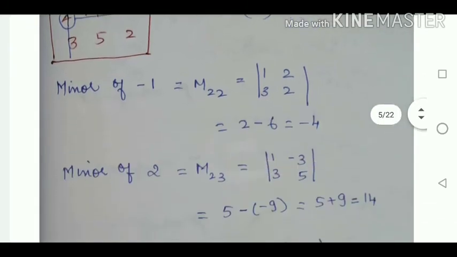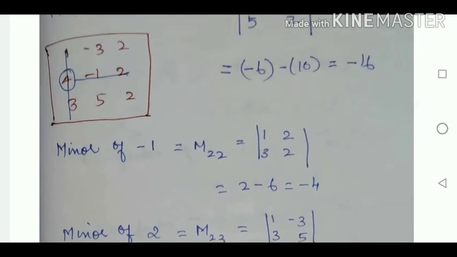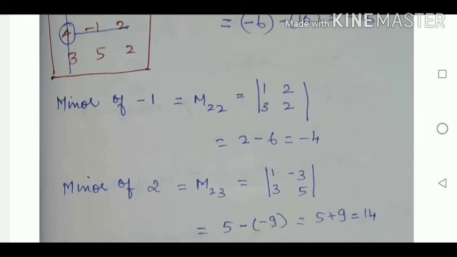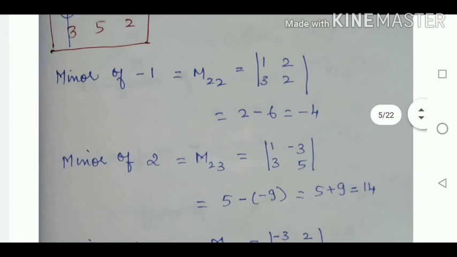Then the minor of minus 1. Here, m22, minus 1 lies in the second row, second column. Therefore, eliminate the second row and second column. You are getting the minor 1, 2, 3, 2. I think you understand very well now. You have to find each and everything. You work hard, then only you understand the problem. So work hard, you understand the problem, and it is easy for you to do. So m22 equals 1, 2, 3, 2. Again multiply: 1 two is 2, minus 6. You are getting the answer minus 4.